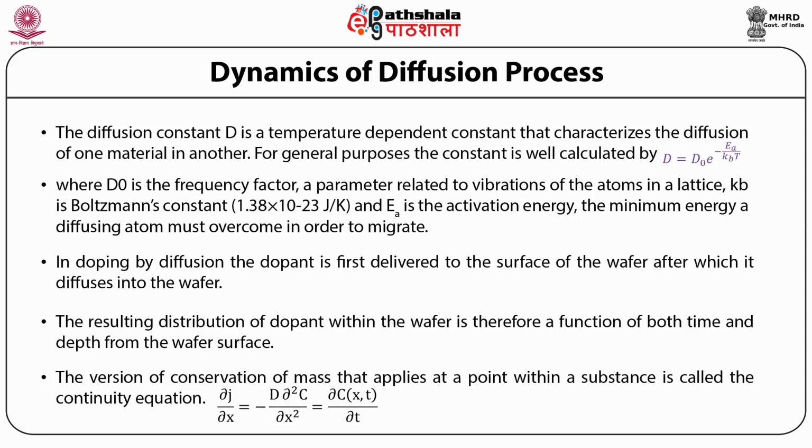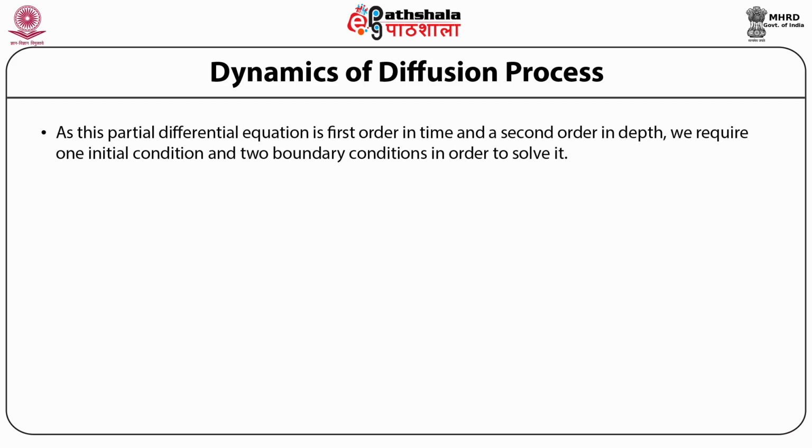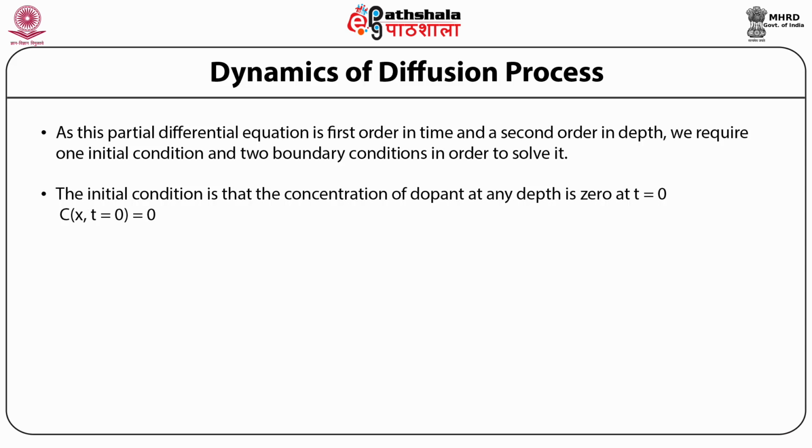The version of the conservation of mass that applies at a point within a substance is called the continuity equation. As this partial differential equation is first order in time and second order in depth, we require one initial condition and both boundary conditions in order to solve it. The initial condition is that the concentration of dopant at any depth is 0 at t equal to 0. That is, C(x,0) equal to 0.